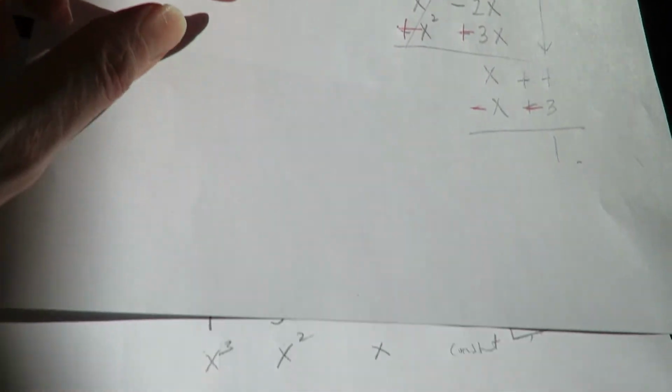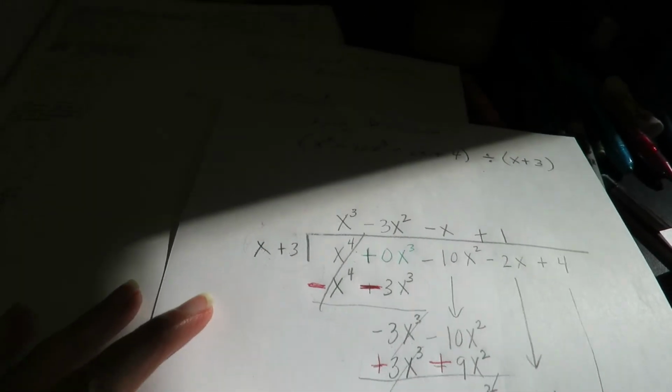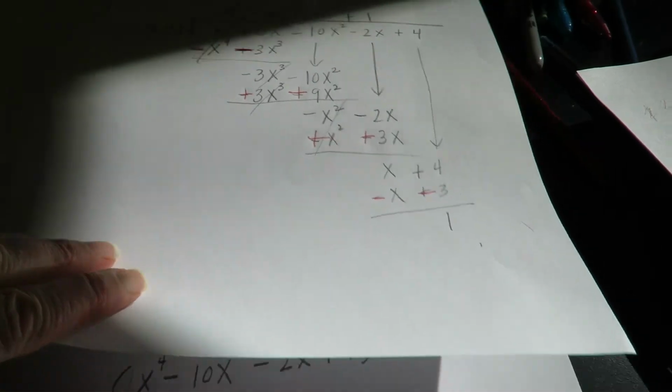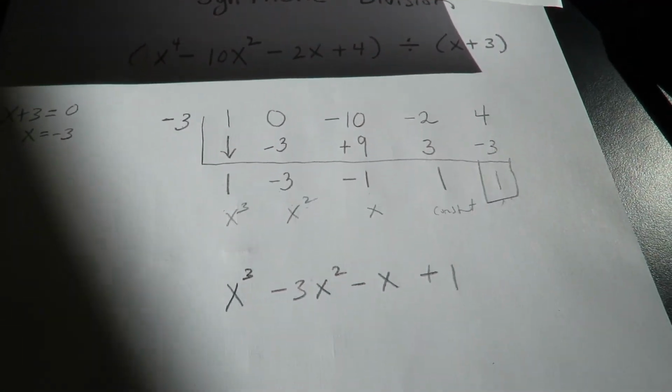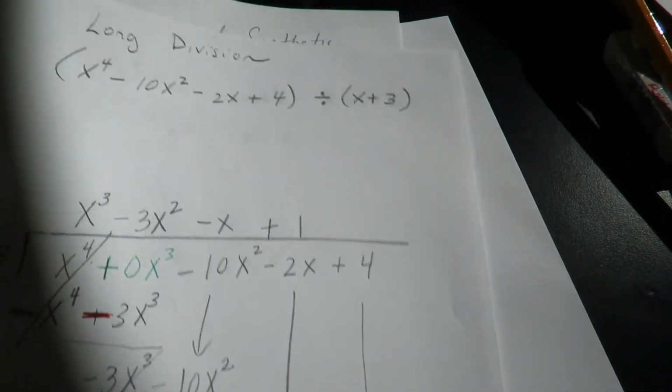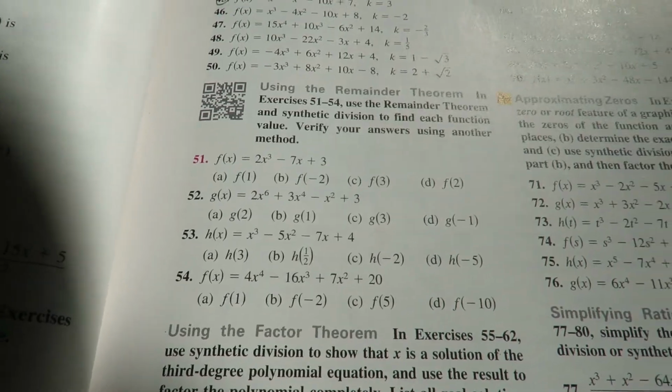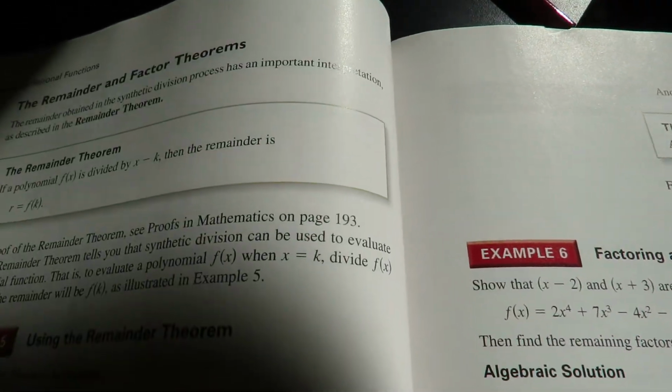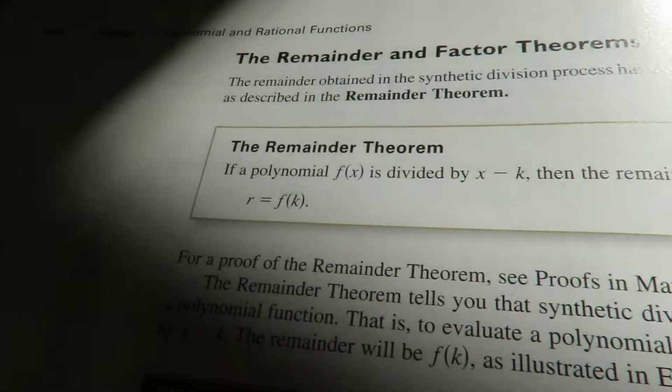You can tell that this and this is the same. We got the same answer and we got the same remainder, right? The remainder was 1 and this was 1. Okay, so that's how you do synthetic. Again, you're going to see that a lot more times if that wasn't enough for you. Just some quick little notes.